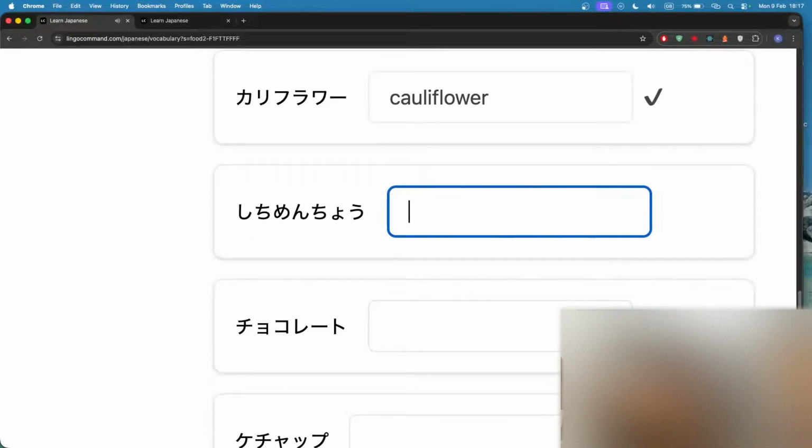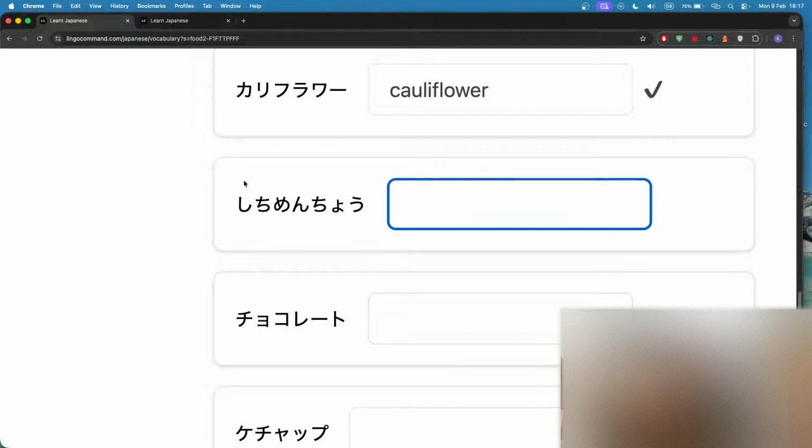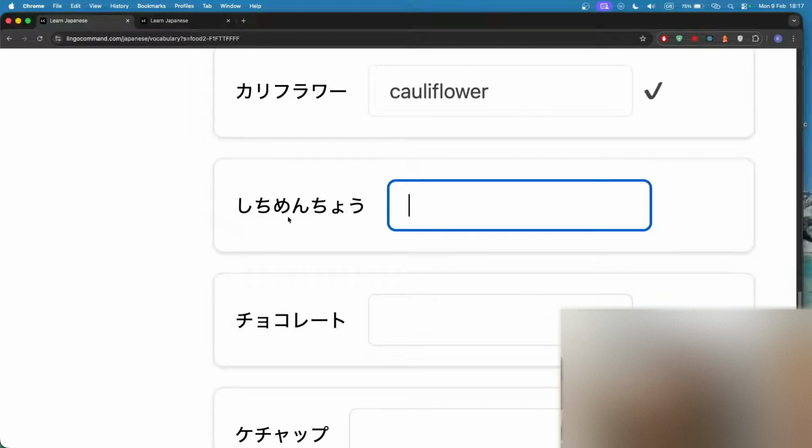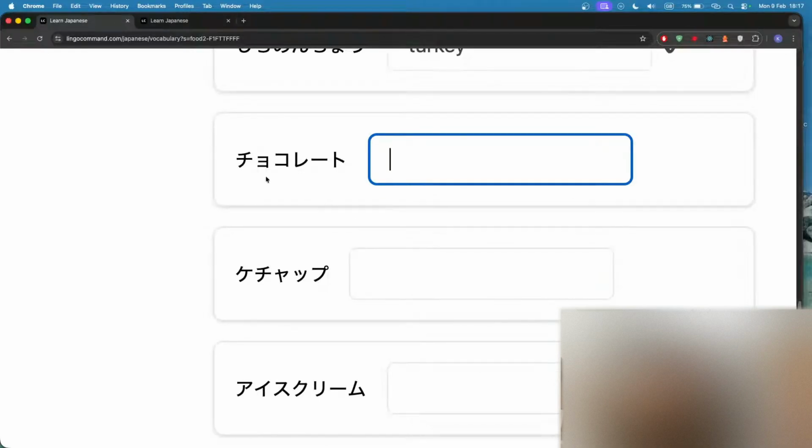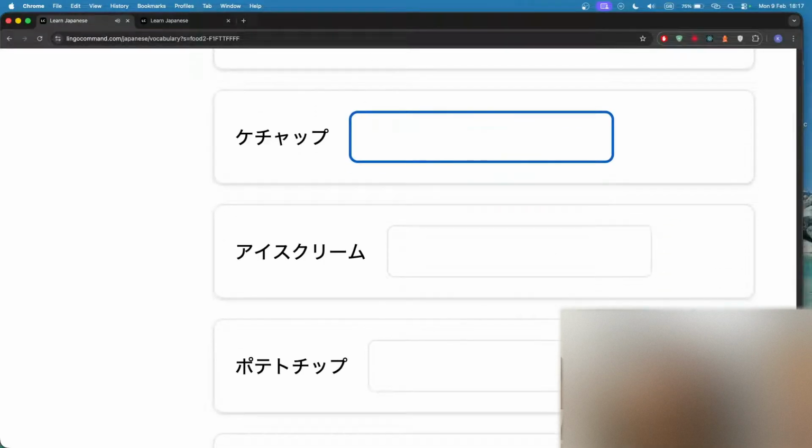Now, this is the tricky one. Shichimencho. It means turkey. Okay, so this next one, this is chi, this is yo, but this yo is half size. This forms a katakana yoon combination called chocolate. It's chocolate, right? Straightforward enough. This next one here is ketchup. It's ketchup.